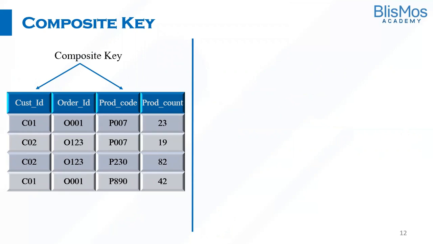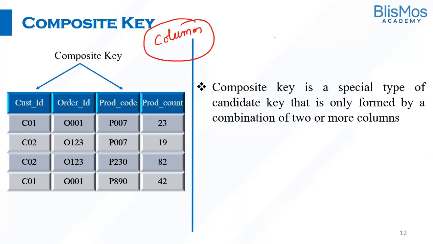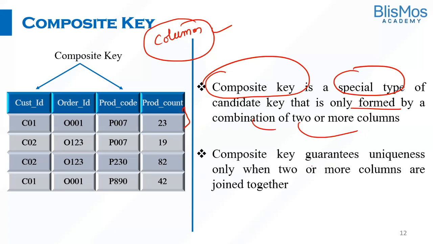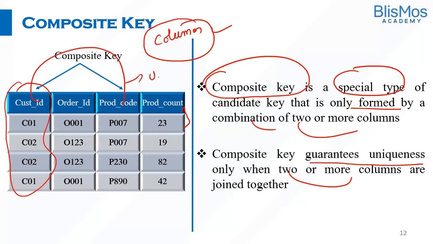Next, we'll understand what is composite key. Sometimes it's difficult to have only one column which can identify the records uniquely. That is when composite key comes into picture. Composite key is a special type of key which is formed by combination of two or more columns in a table. The composite key guarantees the uniqueness only when two or more columns are joined together. If you use only one column, then it will not guarantee the uniqueness. If you combine two columns, then it guarantees the uniqueness.